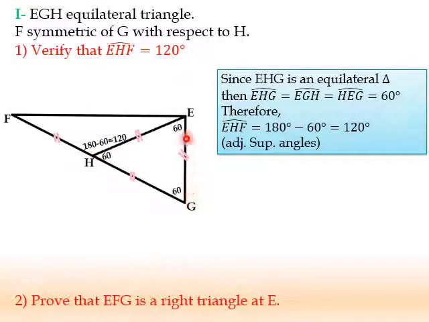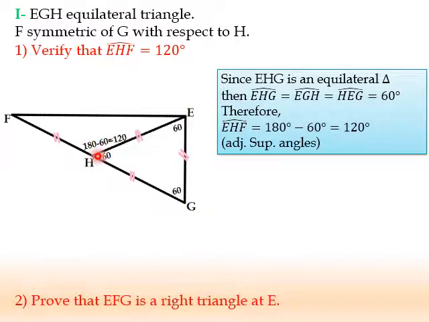EFG. This is a triangle. It's right at E, so I have to prove that FEG equals 90 degrees, but HEG equals 60. To prove it, FE is perpendicular to EG, forming a right angle, which is FEG equals 90 degrees. I have to prove that angle FEH equals 30, since 30 plus 60 equals 90.